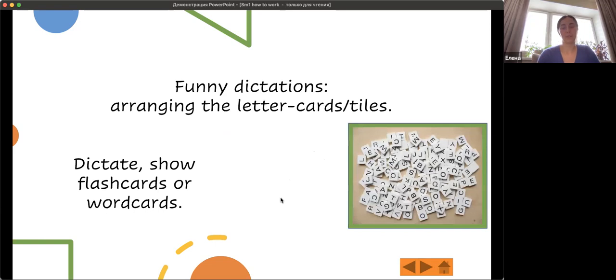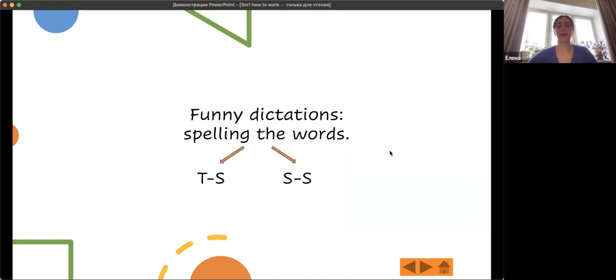Then another is arranging the letters, which I already mentioned. Then spelling the words. It also can be in two variants: the teacher says and students spell the words, or students work together in pairs, so one student spells and another writes on the board.